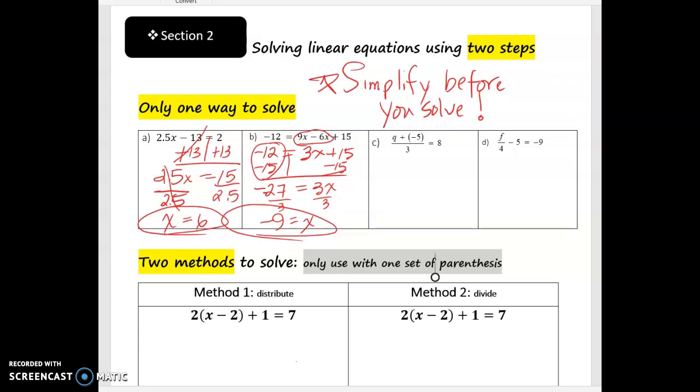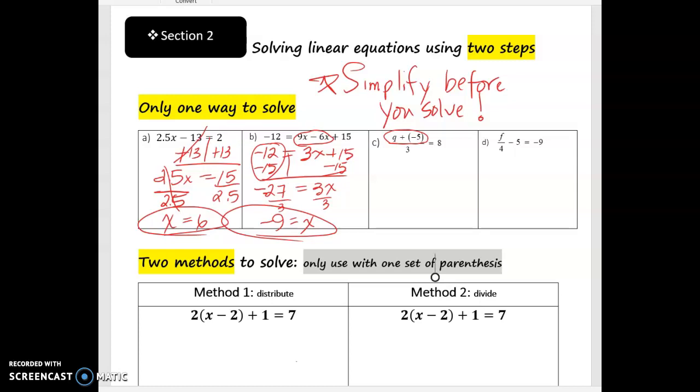Looking at example C, this one's a little bit different. You do have two operations, so addition, and then this large fraction bar here means we're dividing. And when you see a fraction bar like that with an addition or subtraction sign in the numerator, that fraction bar is going to function as a grouping symbol. So what it does is it kind of groups this whole term together. So that entire term is being divided by 3. So your order of operations work a little different here.